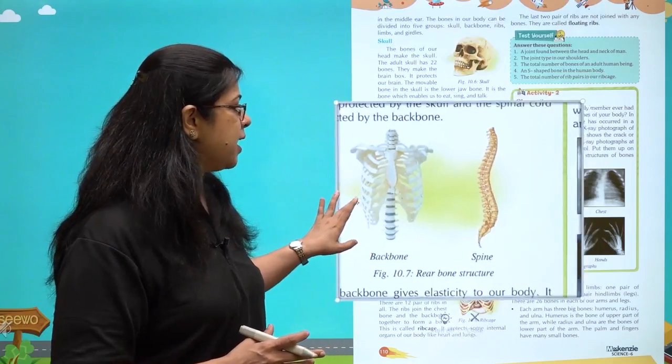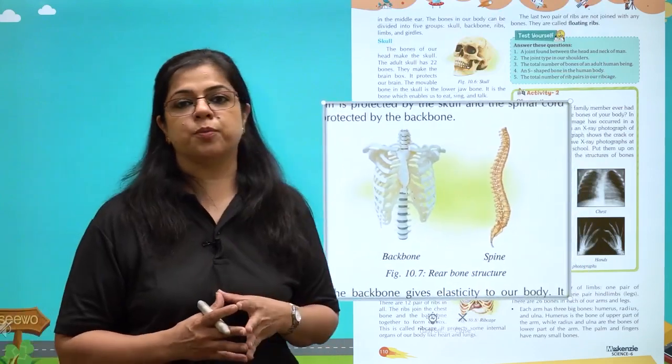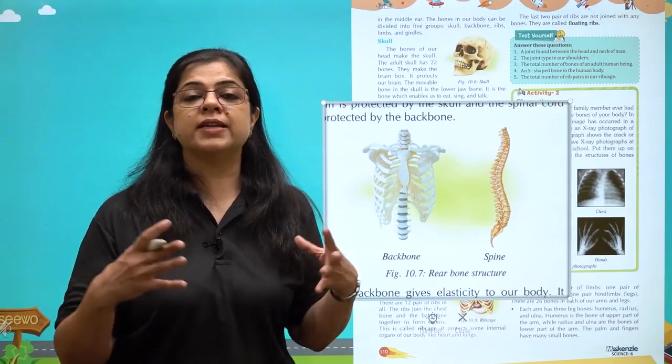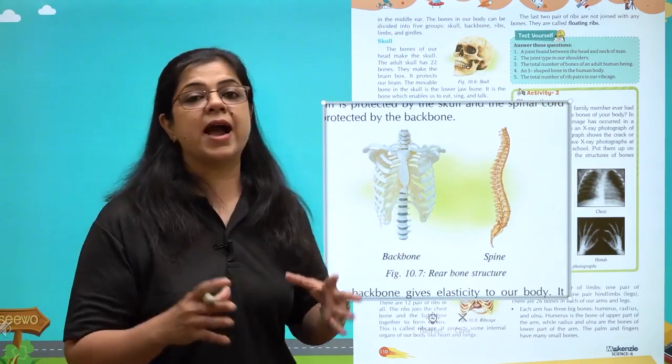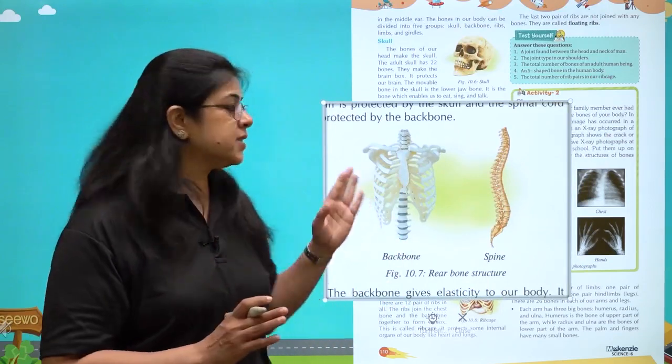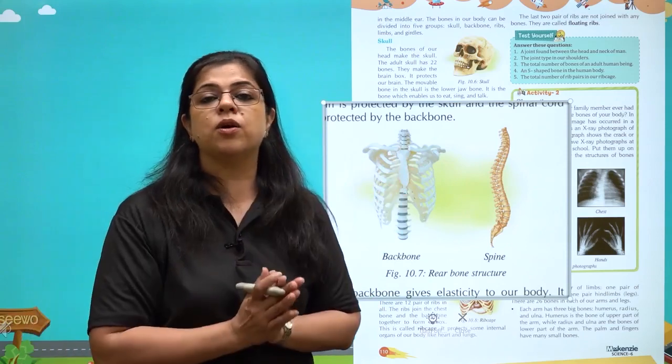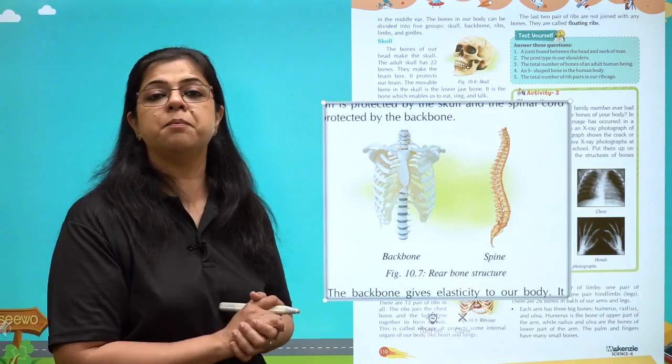Rib cage is a set of 12 bones that contains our lungs and our heart. It is connected to the breastbone in the front and the spinal cord or the vertebral column at the back.